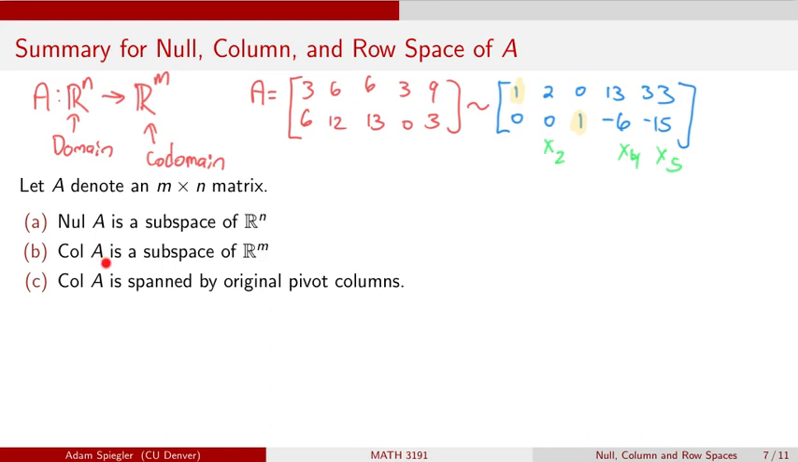For the column space of A, we noticed that there were two pivots on this matrix when we put it in reduced row echelon form, and that corresponded to pulling off the first and the third columns of matrix A, which gave us a spanning set for the column space of A. So the column space of A is spanned by the original pivot columns of matrix A. And so there were two vectors that we needed to construct the column space of A. There were three vectors that we needed to form the null space of A. And adding those together, 3 plus 2 gives us all 5 columns of matrix A.